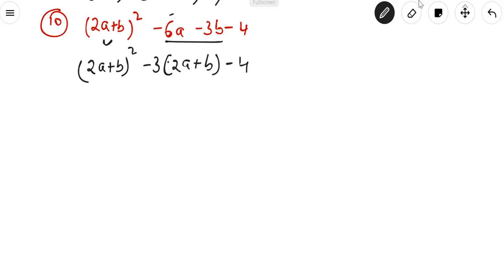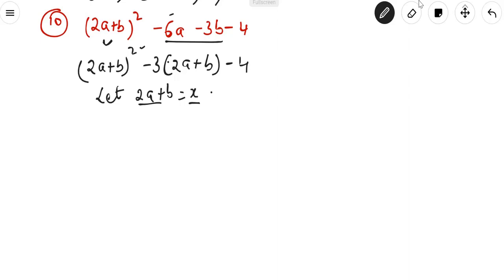Okay, now if you see this equation, can we solve it? If I take a square of this, that is a square plus b square, and expand this equation, it becomes a very long equation. So we'll go for an easier method. For that, we will consider, let 2a plus b is equal to x. We will consider this term as x.